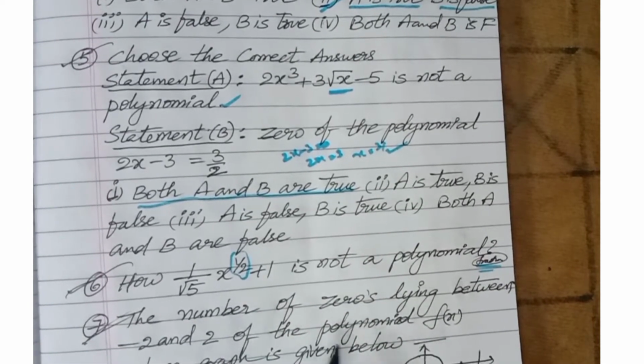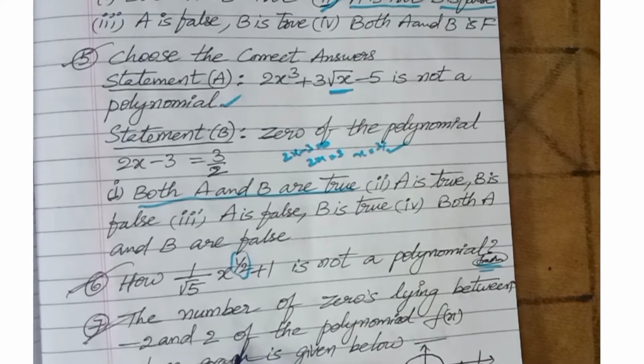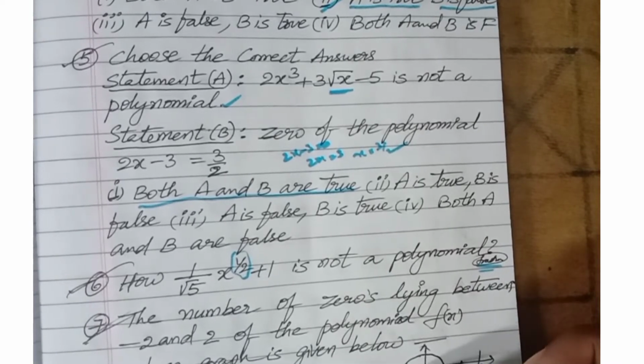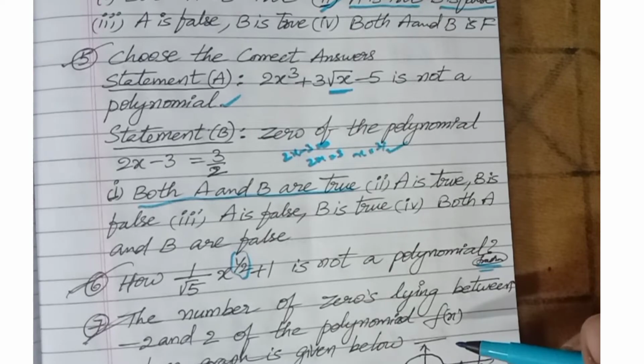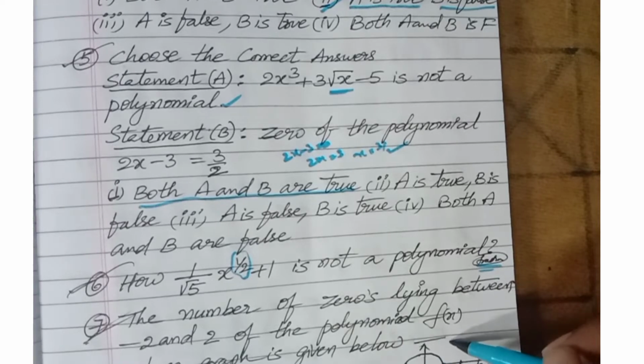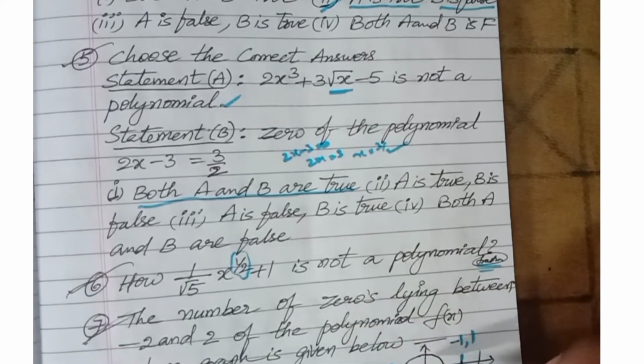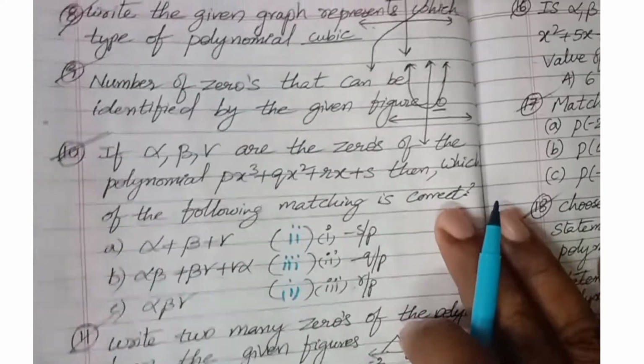Next one, the number of zeros lying between minus 2 and 2 of the following polynomial f of x whose graph is given below. Here minus 2 and 2, it is touching at 1 and minus 1. So this is minus 1, here 1. Minus 2 is here, 2 is here. So between minus 2 and 2 we are having 2 zeros. One is minus 1, another one is plus 1. These are all important bits.